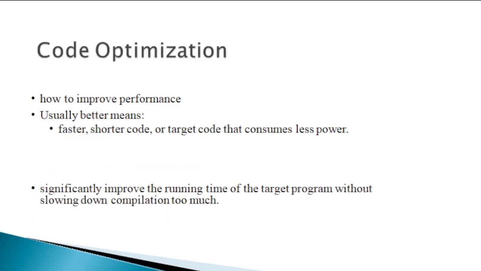Next one is code optimization. Code optimization reduces the space. It means faster execution, shorter code, and it consumes less power. It also significantly improves the running time of the target program without slowing the compilation too much. Based on code optimization, the total performance will improve. Basically, there are two types of code optimization: machine dependent and machine independent. That includes many code optimization techniques like loop optimization, loop unrolling, folding, redundancy elimination, strength reduction, algebraic simplification, and so on.